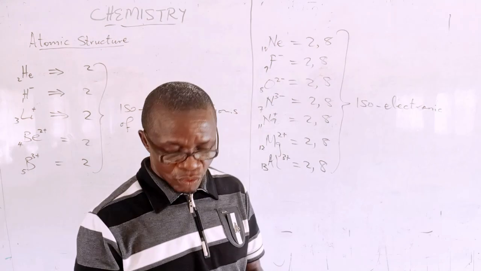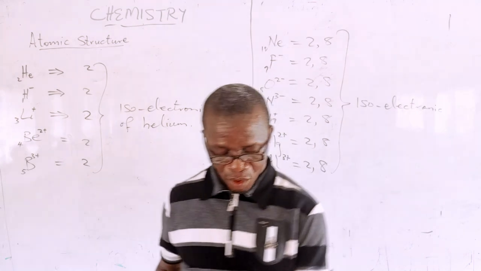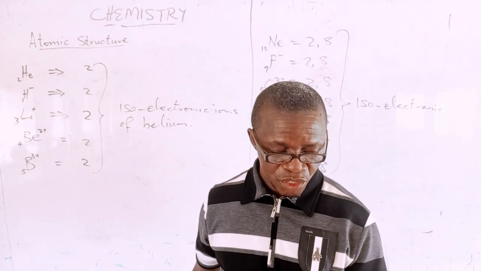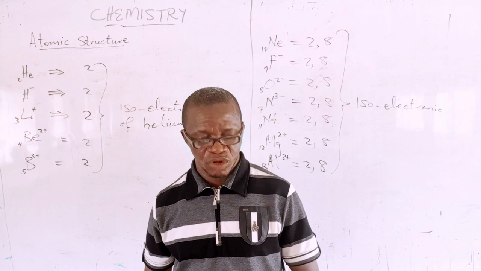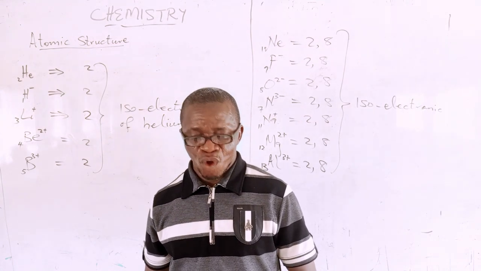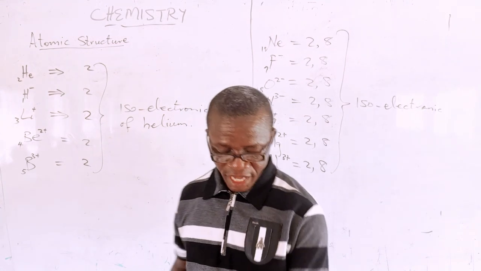Okay, so having known all of these, you can do isoelectronics. Give me 5 isoelectronics of argon. I believe you can do that.